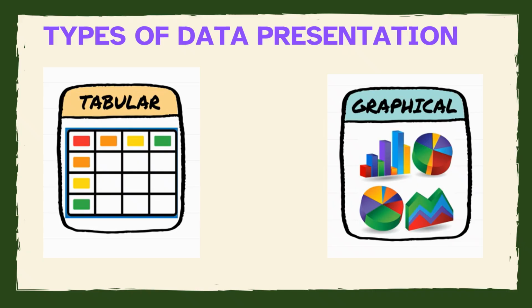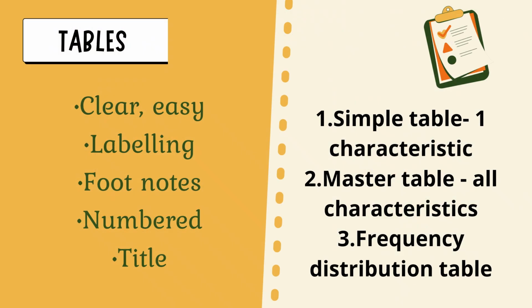The types of data representation are tables and graphs or charts. For tables, there are three types: simple table, master table and frequency distribution table. So how should these tables be? It should be clear and easy, labeling and footnotes should be there, and the numbers should be perfectly written, with a title for each description.